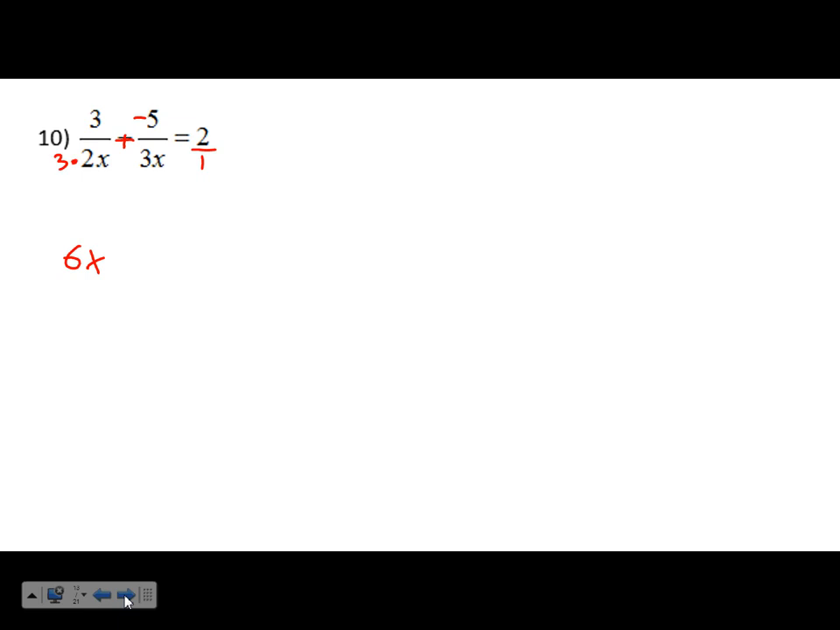3 times 2x is 6x. That's fine, top and bottom. Multiply this one by 2. That'll give you 6x. And this one I'll have to multiply the top and the bottom by 6x. So, again, writing that out helps a little bit. I think that's a good idea. I should have done that from the beginning. So 3 times 3 is 9. Plus 2 times negative 5 is negative 10 over 6x is equal to 12x over 6x.